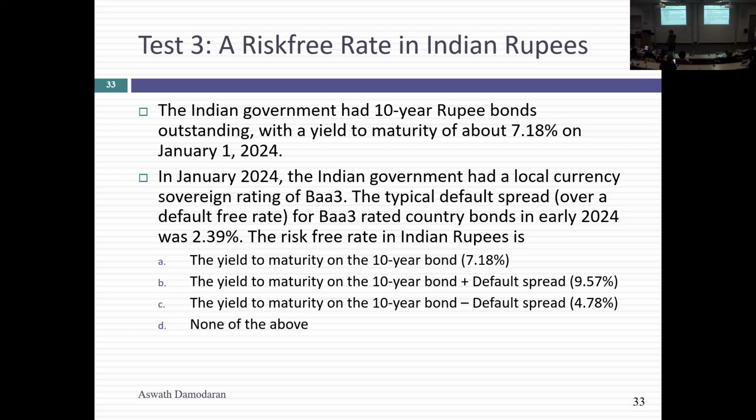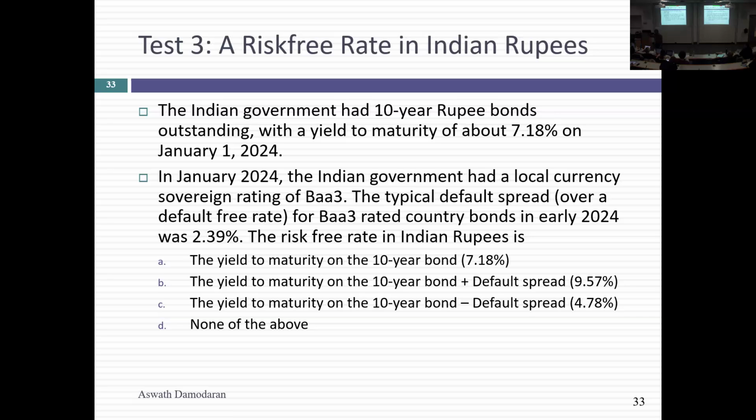So I'll give you the choices on what to use as a risk-free rate. Maybe you can stick with the government bond. It's always risk-free, 7.18%. That's one choice, in which case you probably are using a rate that includes default risk in it and double counting risk as you go along. The second is you could add the 2.39%. Basically, you have two choices. Do I add the number or subtract the number? Which do you think I should do? I should subtract the number because that government bond rate includes default risk. I'm trying to take it out. The risk-free rate in Indian rupees at the start of 2024 was 4.78%.